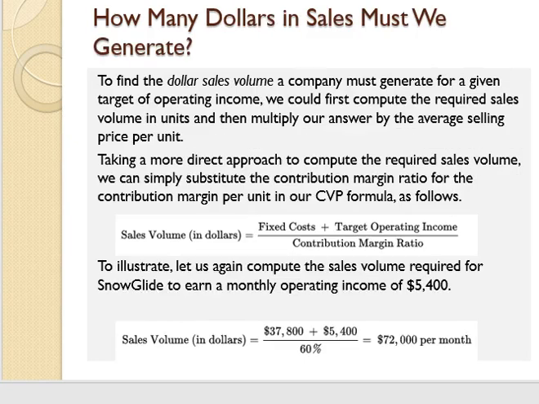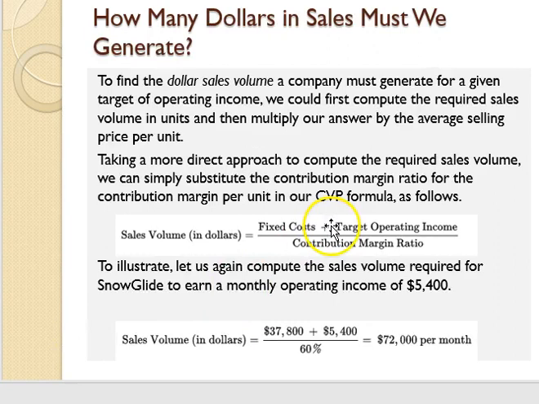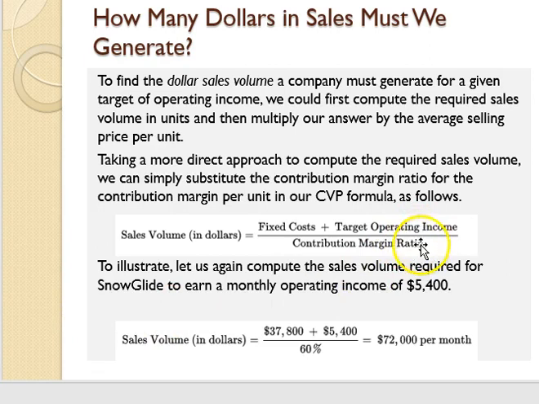Now the next question that comes into play is, how many dollars in sales must we generate? Now, the book does it this way. It's fixed cost plus target operating income over not the contribution margin per unit, but the contribution margin ratio, which is 60%. They take the 37,800 plus the 5,400, but instead of a per unit number, you use a percentage, which is the contribution margin ratio, and that gives $72,000 per month.